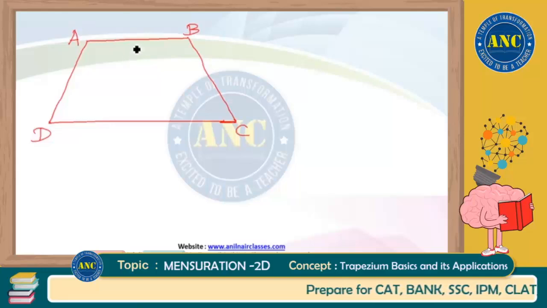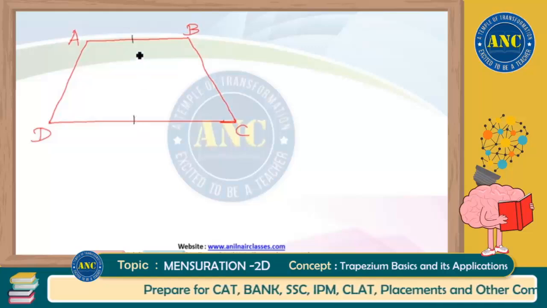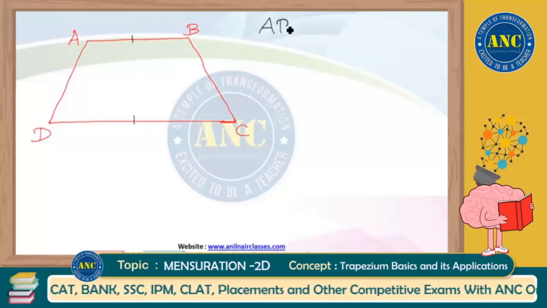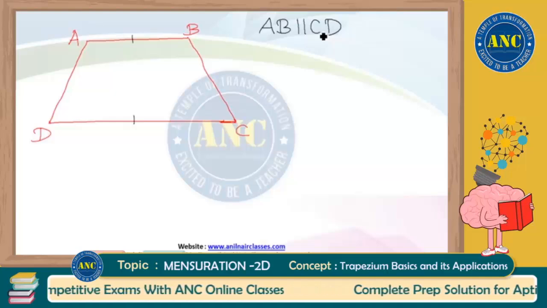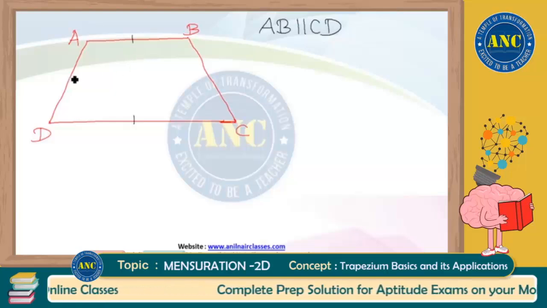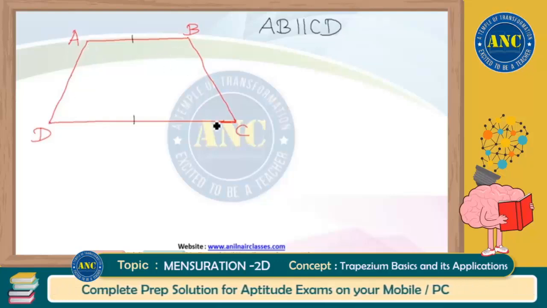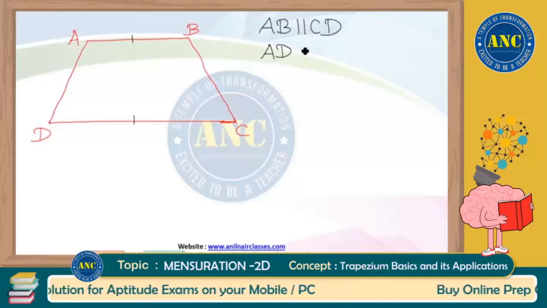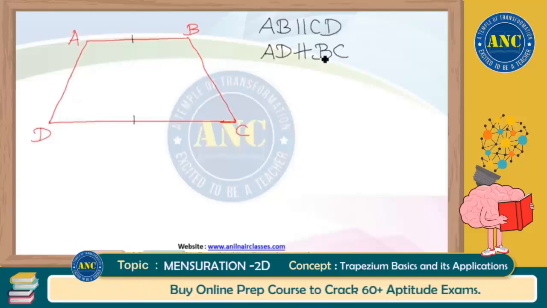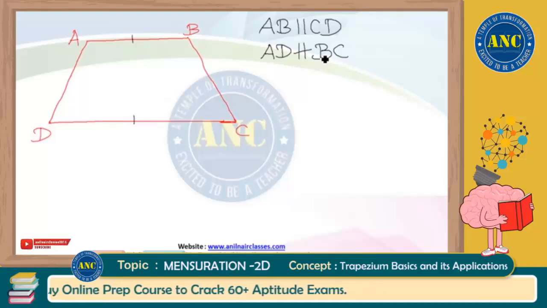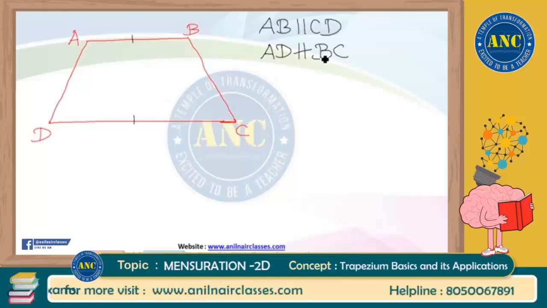The first important property of a trapezium is that there are two parallel sides, AB and CD. That means two opposite sides are parallel, and the other two sides, AD and BC, are non-parallel. That means AB is parallel to CD, and it is also very important to say that AD is not parallel to BC. Two opposite sides are parallel, the other two sides are non-parallel. Such kinds of quadrilaterals are referred to as trapezium.